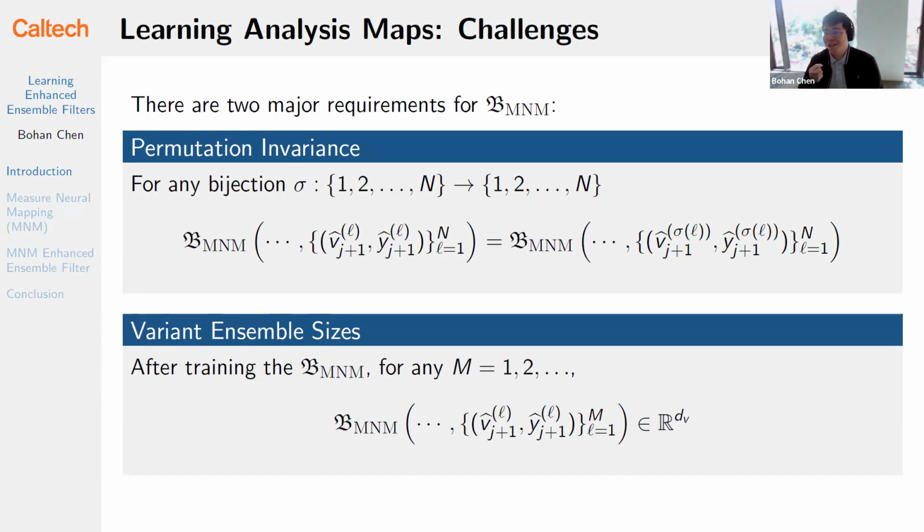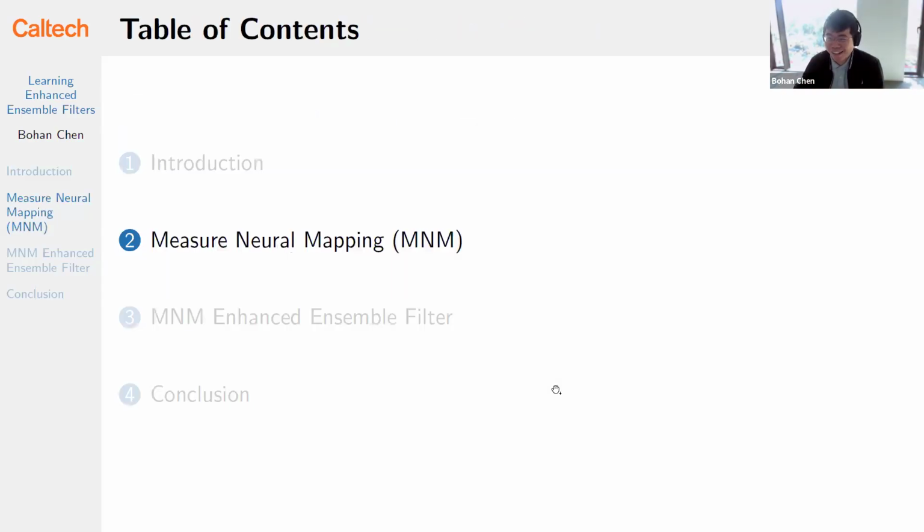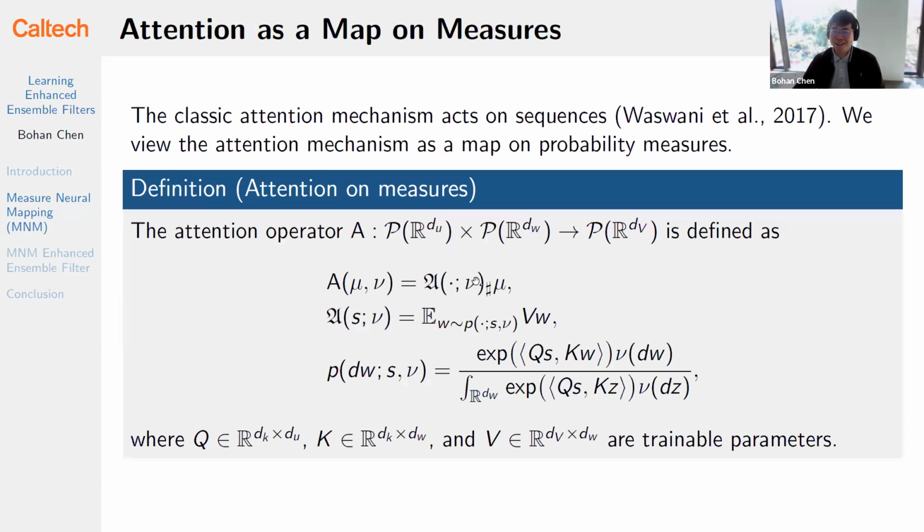So these are two major challenges to design such a map. Maybe I can ask the question, do you have any ideas of what kind of map it should be? Okay, then I will explain our design for such a mapping. We call it measure neural mapping.